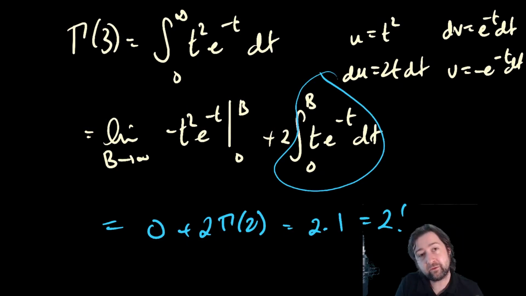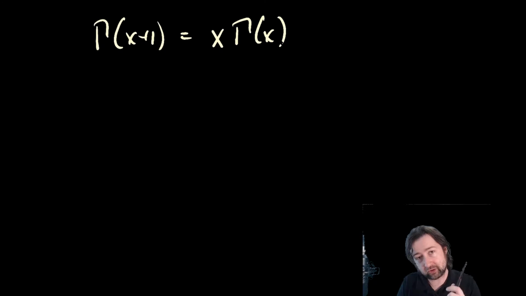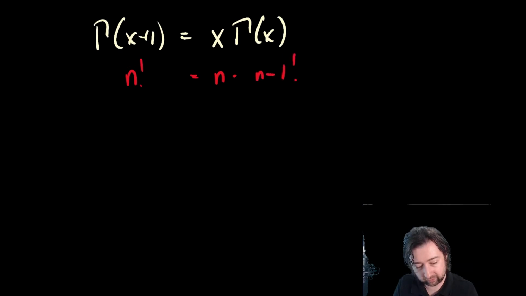So if we want to show in general that this pattern holds, so if I started with 2, I got 1 factorial. If I put in 3, I get 2 factorial. I could show that that rule always holds, and that lets me do what's called induction. And so what rule do I need to hold to show that gamma produces all of the factorials? I need to show that gamma of x plus 1 is equal to x times gamma of x. So this rule right here is basically pointing to the fact that if there was an n factorial here, this would have to be equal to n times n minus 1 factorial.